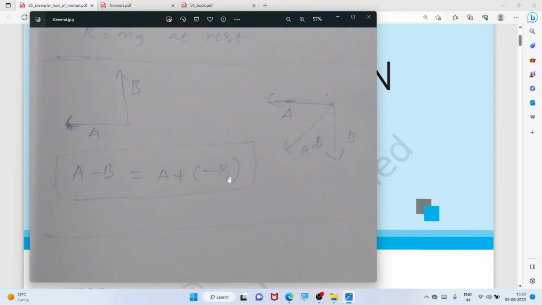Now, if we have two vectors A and B, and you want to find the resultant vector A minus B, as per the vector rules, A minus B is equal to A plus minus B. This is B and this is minus B. So the resultant vector will come here. When you find A minus B, the resultant vector will be this.